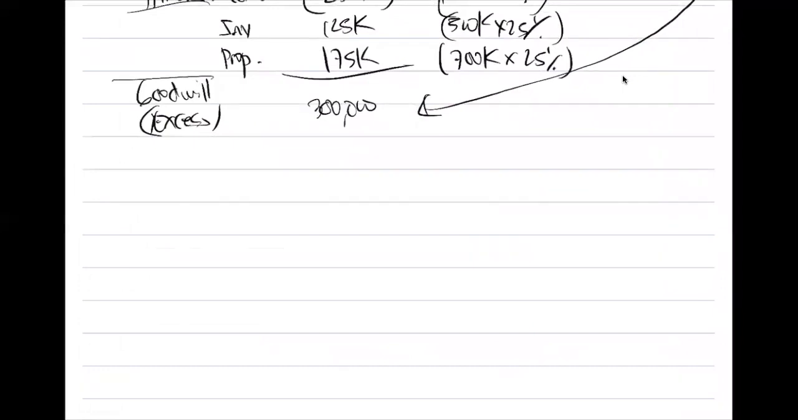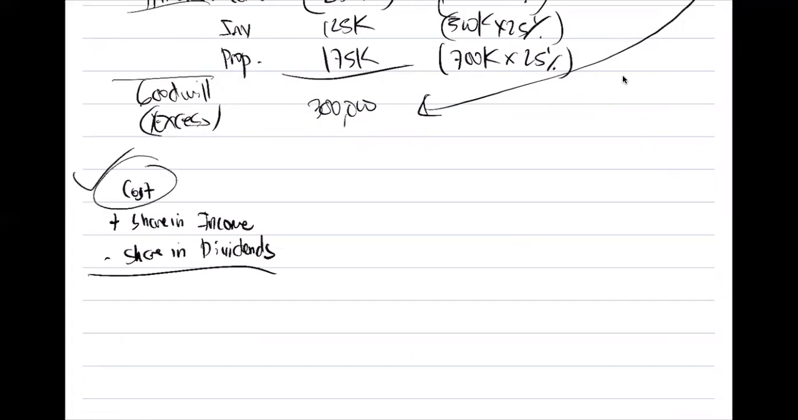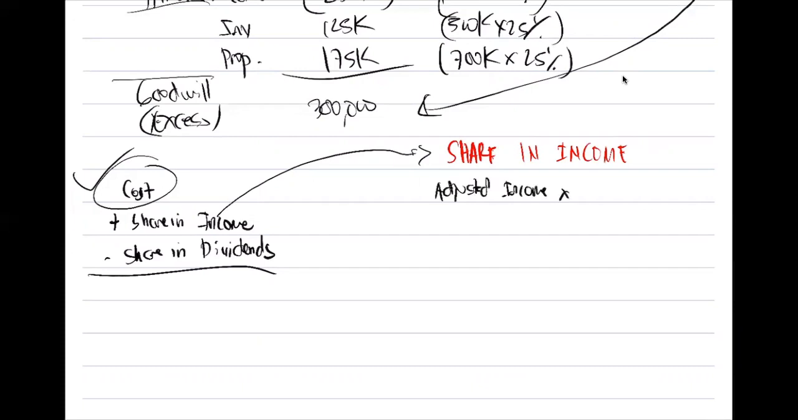We said that your subsequent measurement is equal to your cost plus your share in income less your share in dividends. Okay, so we're done with costs. We go now to your share in income. So how do we compute for your share in income? It is your adjusted income multiplied by your percentage of ownership.